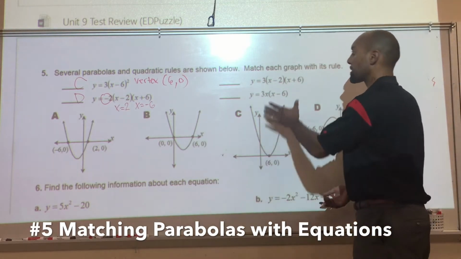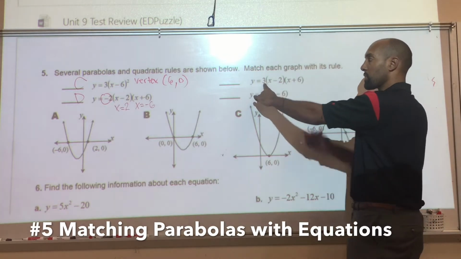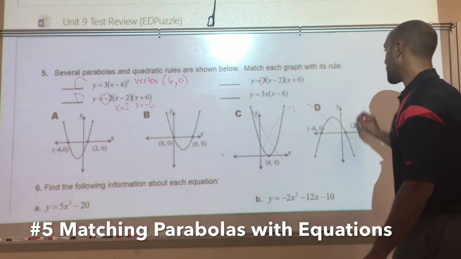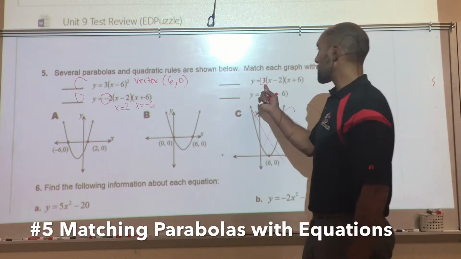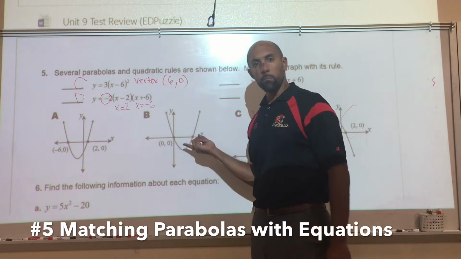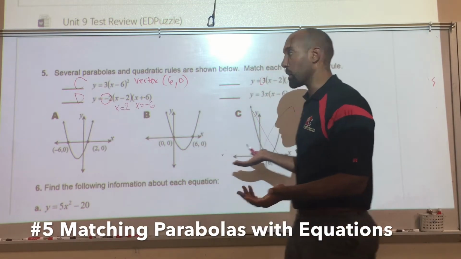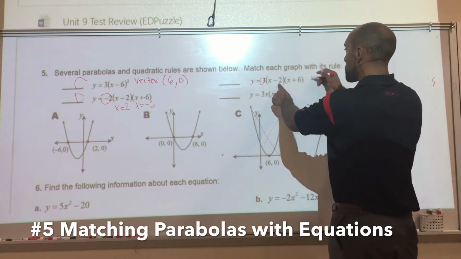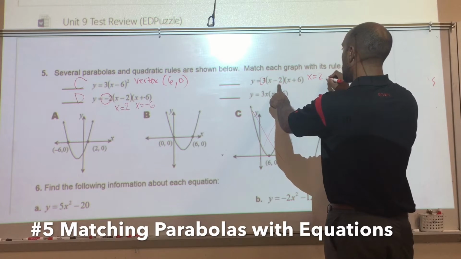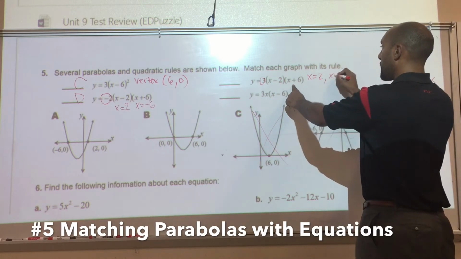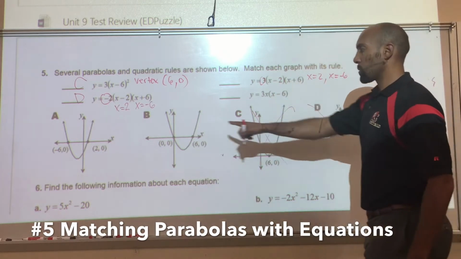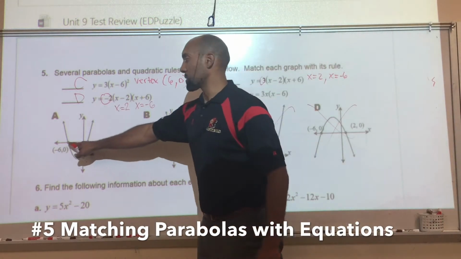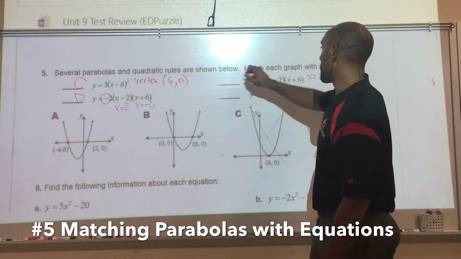Okay, so now here, the first number is positive, so it has to be going up. So we've already canceled out C and D, and it says it's up, but they both go up, so that doesn't really help us decide which one. So let's go to the x-intercepts. It looks like we have that same x minus 2 and x plus 6, so the x-intercepts are positive 2 and negative 6. Which one of those has those x-intercepts? This one has 6 and 0. This one has 2 and negative 6, so it has to be A.